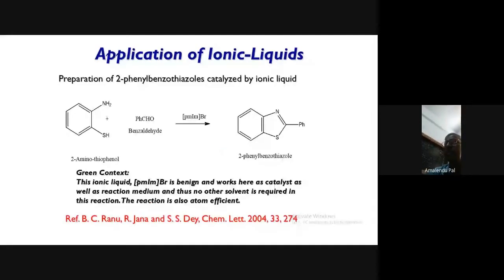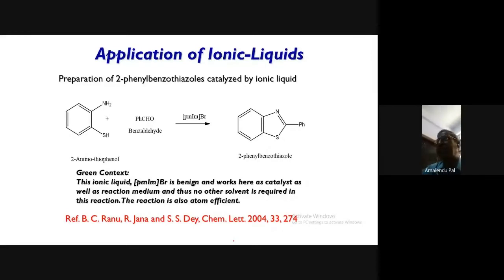The main worker is Bindamun B., Sirano, Bindamun Rano at Jadavpur, Indian Association for the Cultivation of Science. Anyway, the details are in the Chemical Letters papers. The procedural steps, how much amount, how much reaction time, you can get from them.